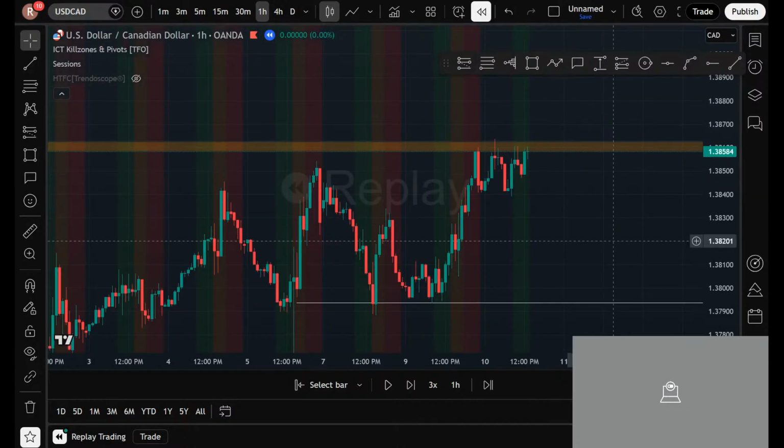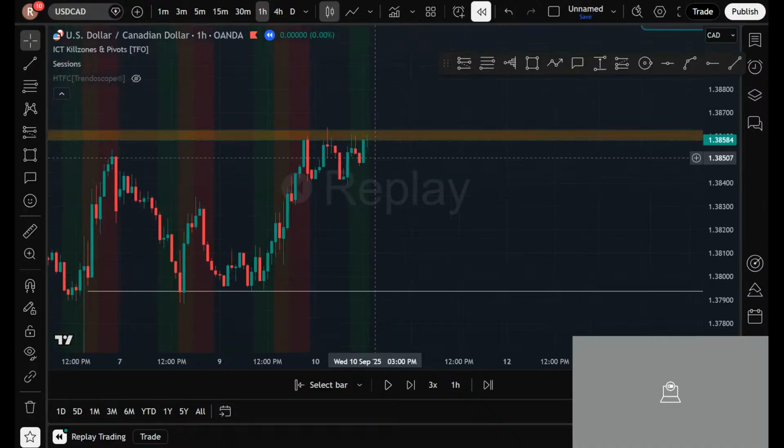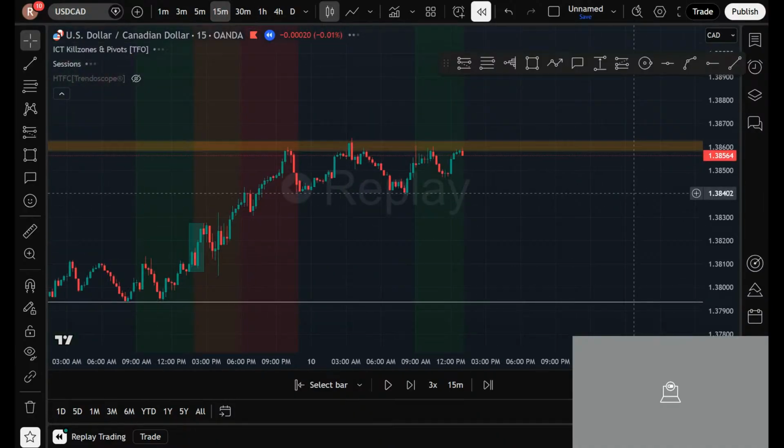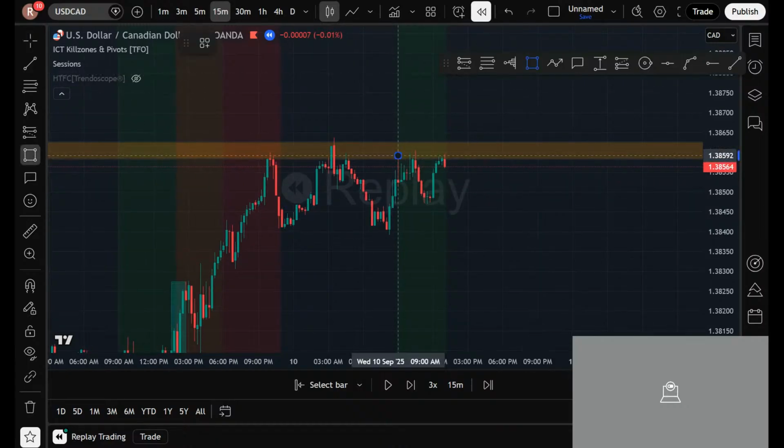So now what we will look at is the 1 hour time frame. 1 hour time frame, buyers, sellers, buyers, sellers. Buyers are kind of in control. So buyers are also in control from this zone, but sellers are here.